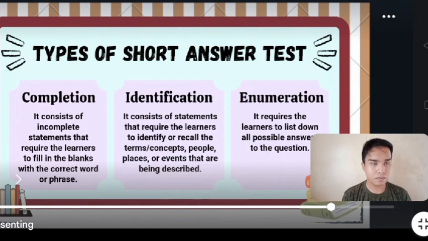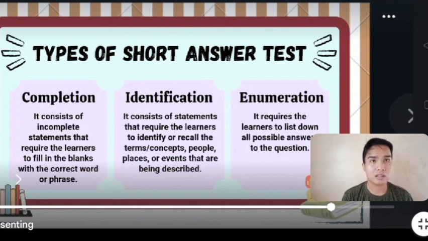Example, the prayer, I believe in God, the Father Almighty, and so on. We will put some blank spaces and the students will fill in if they recall what is the prayer all about. Then, the last type of a short answer test is the enumeration. It requires the learners to list down all possible answers to the question.